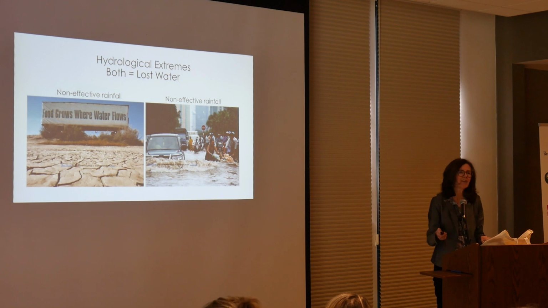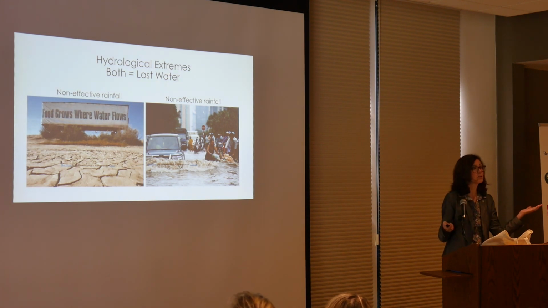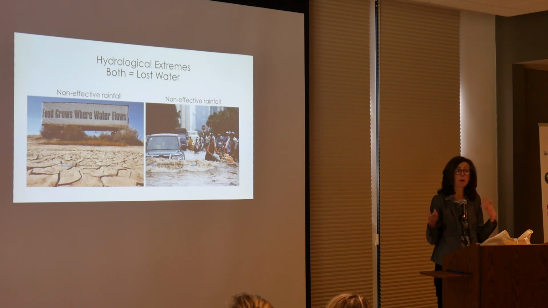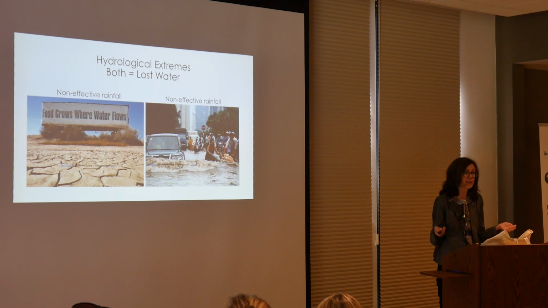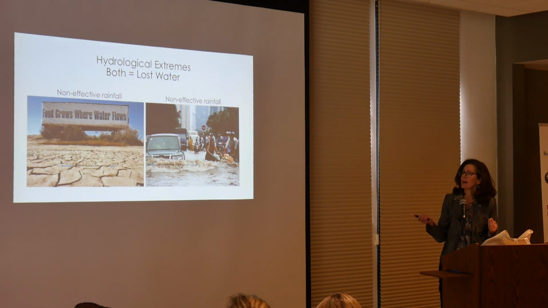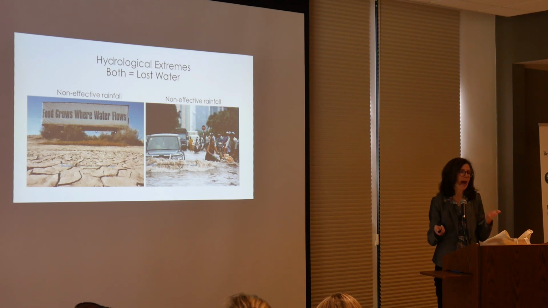When you have non-effective rainfall, it leads to drought and to flooding. They're both actually examples of hydrological extremes where the system isn't functioning. Because in a flood, you have a lot of water, but none of it is going down into the soil sponge. If it were, you wouldn't have the flood.